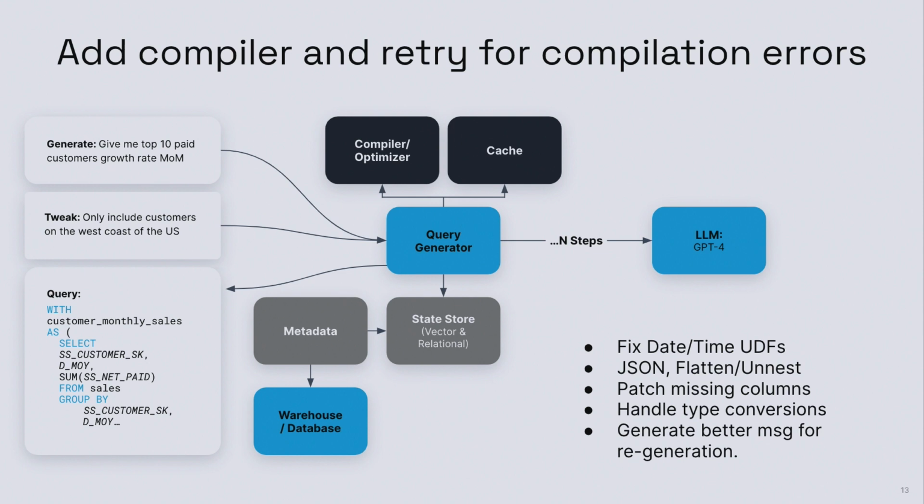So the second piece is how we can make sure the compilation is correct. That's why we added the compiler and the retry logic for the compilation error. The retry logic is actually very easy to add. If you get the query generated from a large language model and run it against your database system, you will probably see some error, and you take the error and ask GPT to generate it again. This is easy, but there are a couple of problems.